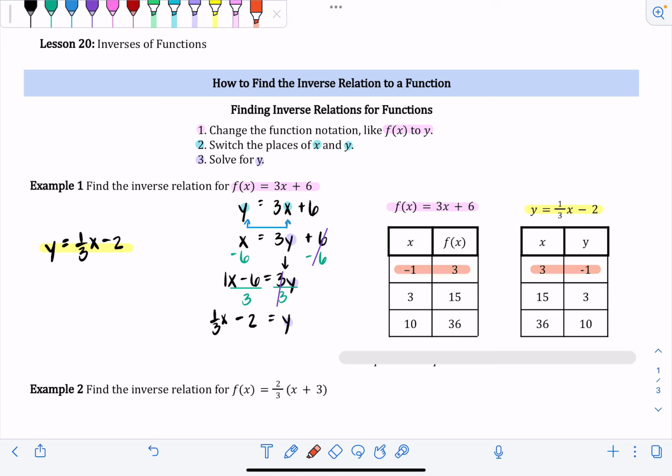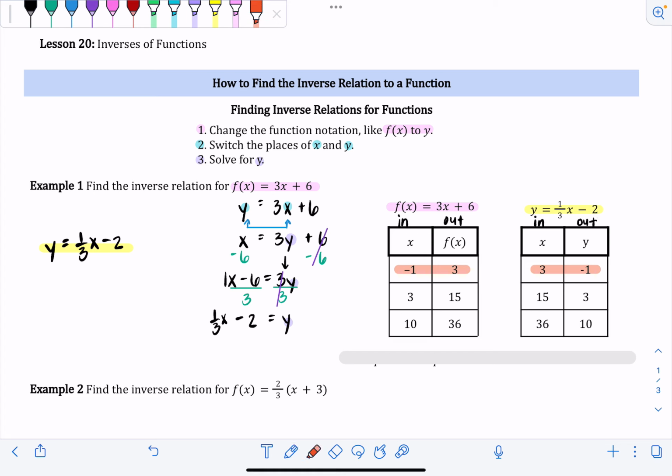So remember, on the table, the input is like your x's. That's the numbers on the left side, the left column of the table. And then the f of x or y is the output. That's the numbers in the right column. So x is our inputs, y's or f of x are outputs.